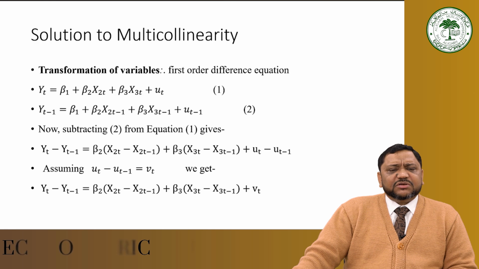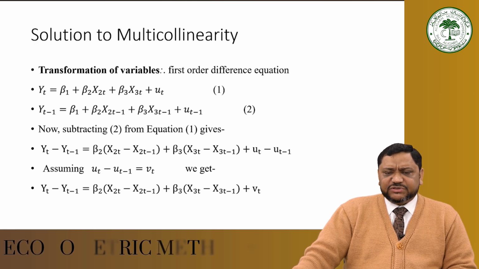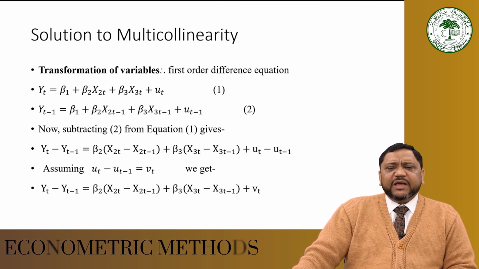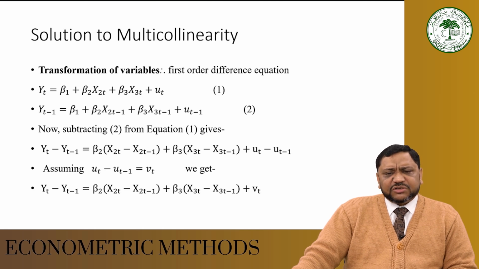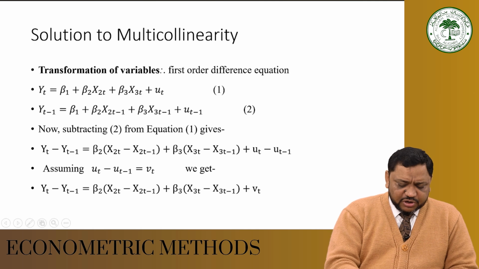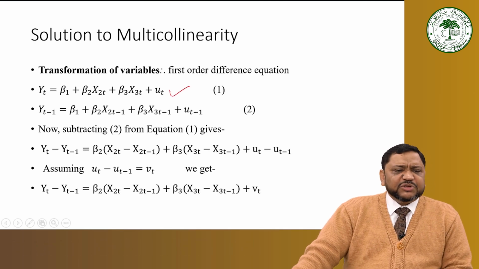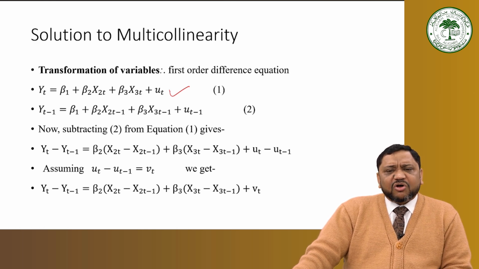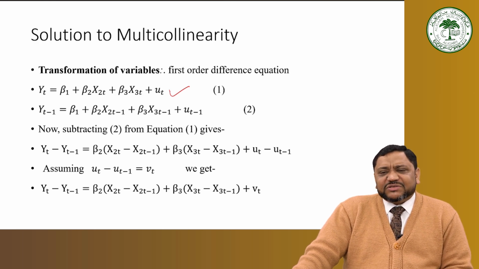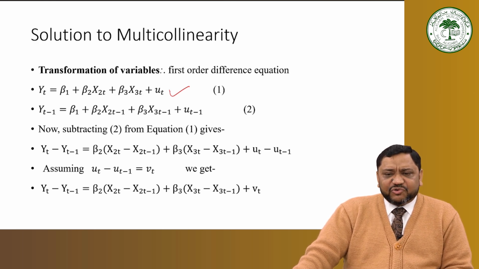Another solution is the method of first difference. You can again take this one also as a solution. See, you have this equation yt is equal to b1 plus b2 x2t plus b3 x3t. Now the basic logic is, if this relationship holds at time t, then it will also hold at time t minus 1, because anyways the origin of the time is arbitrary.